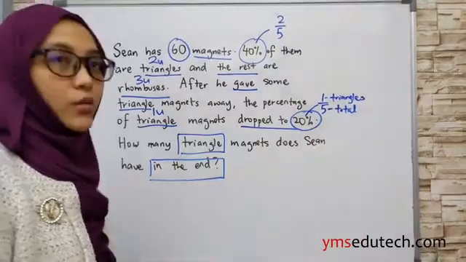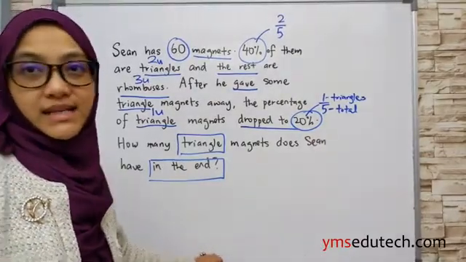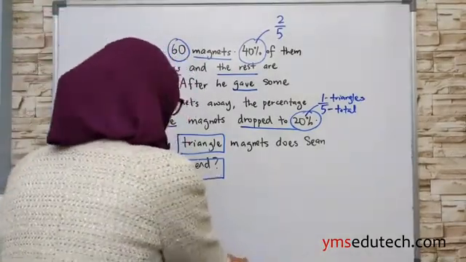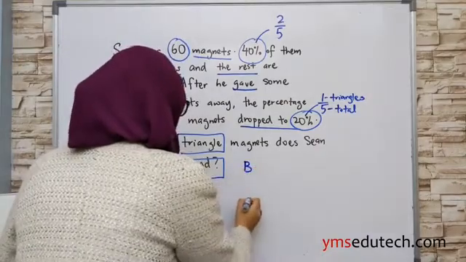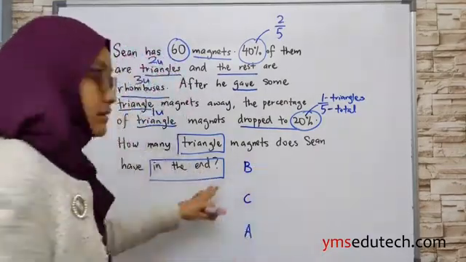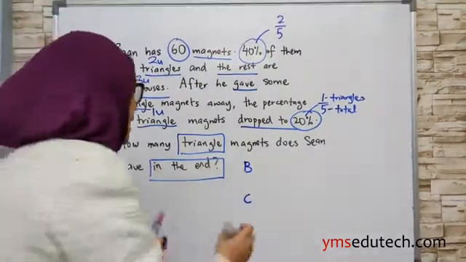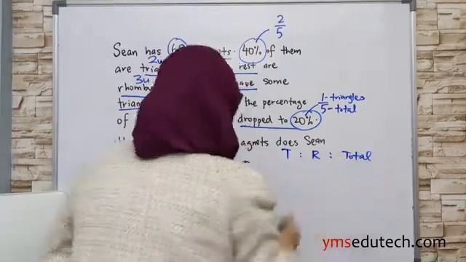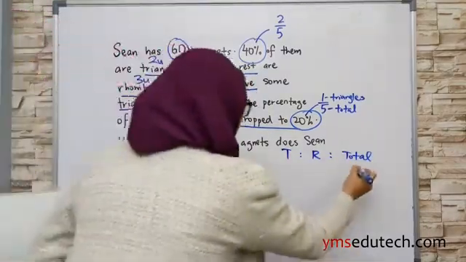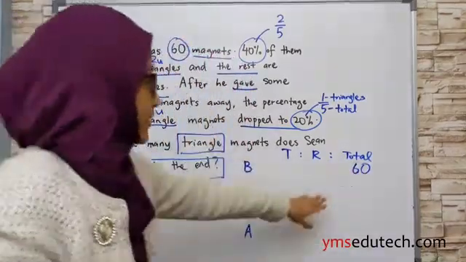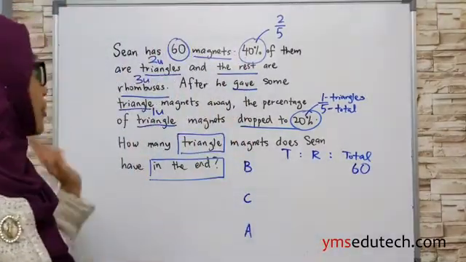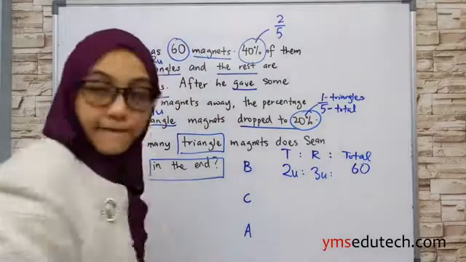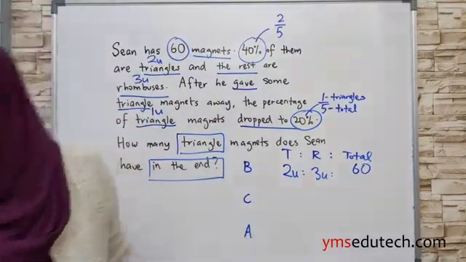So for the unitary method, we have to prepare our BCA table. So we have before, change, after. Okay, so we have triangle is to rhombuses is to total. It says Sean has 60 magnets, so I'm going to put in this 60. It is an absolute value, 60, okay? And the ratio of triangle to rhombuses was 2 units is to 3 units.